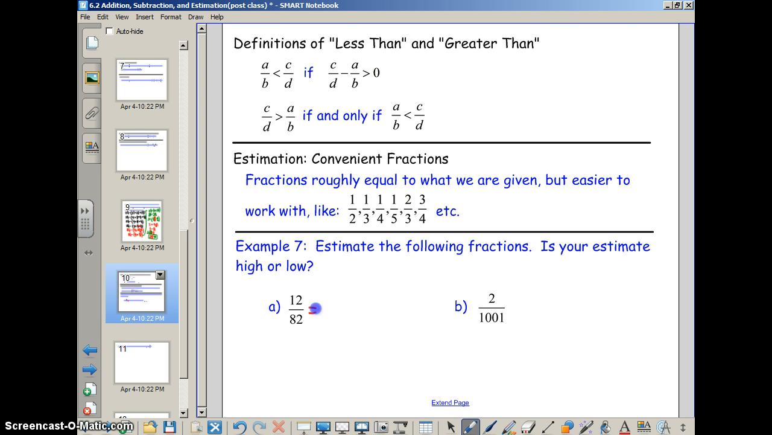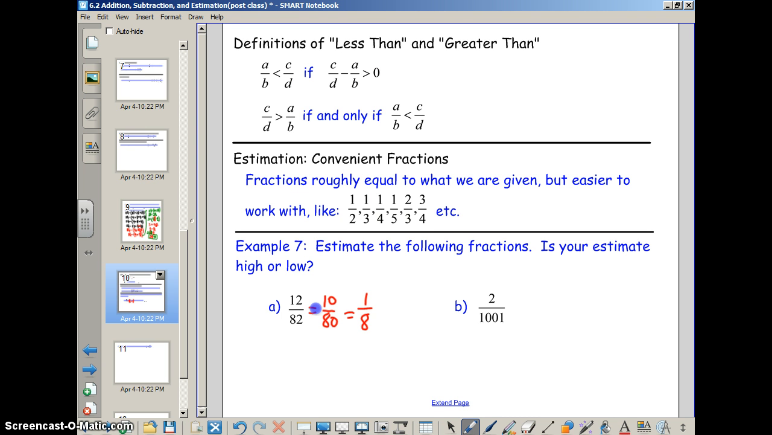10 and 80 would be nice, wouldn't it? Because 10 and 80 would then reduce to 1/8. And I like 1/8, and that makes a lot more sense in my head when I see it. I sort of have an idea of what 1/8 looks like. When I see 12 over 82, I have a really hard time picturing what that looks like. So this is a convenient fraction.